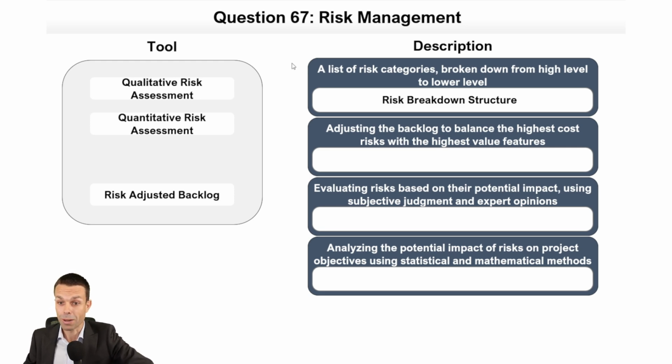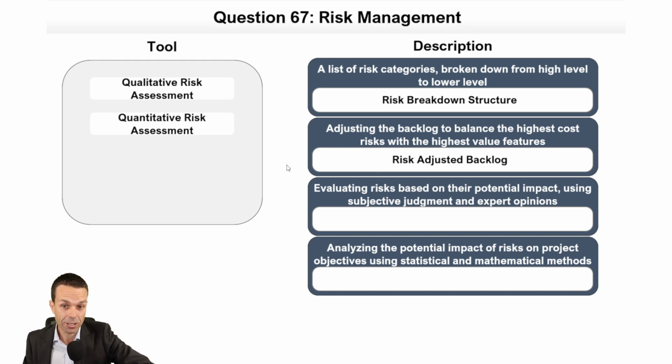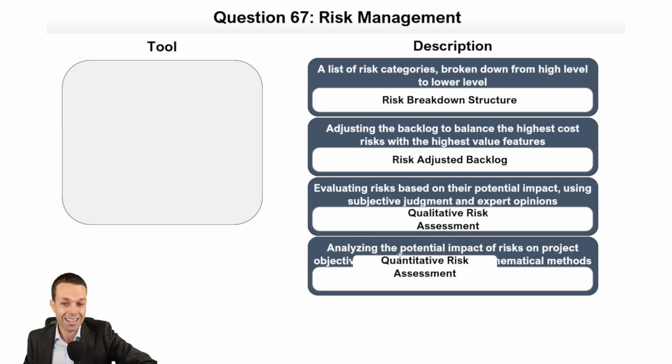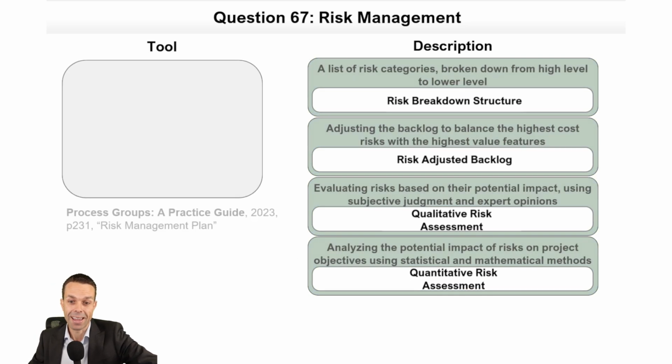Adjusting the backlog to balance the highest cost risks with the highest value features. That is our risk adjusted backlog. And we've seen that before, definitely using that in Agile. Evaluating risks based on their potential impact, using subjective judgment and expert opinions. Subjective judgment is qualitative. It's our qualitative risk. But analyzing the risks based on statistical and mathematical methods is quantitative. It's our quantitative data. We're quantifying it with numbers. And let's check that out.